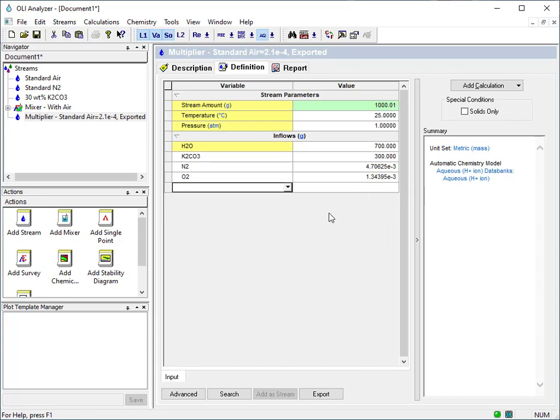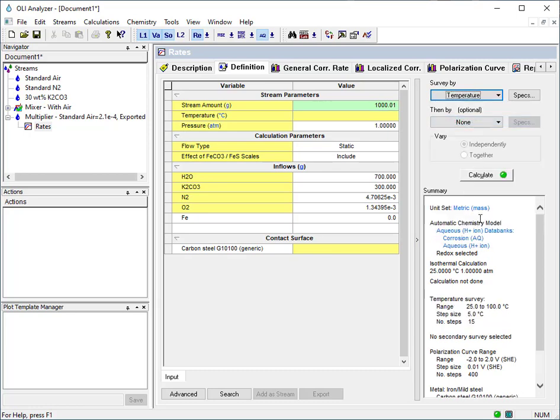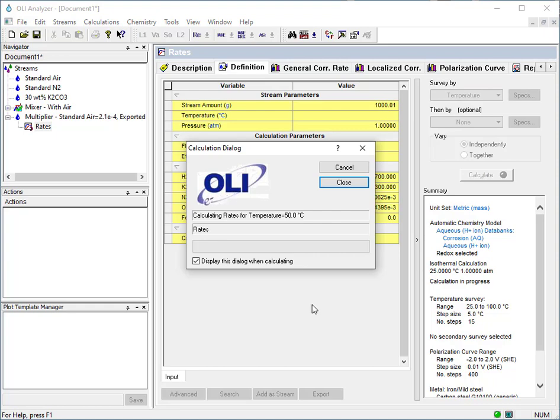I don't really care what's in the vapor phase anymore, but this is what will be if I have the entire vapor phase saturated with oxygen. So now I can do some corrosion calculations at this point. I will then add a corrosion rate calculation. This is a single point rate. Let's do it versus temperature, and we'll go ahead and calculate that.